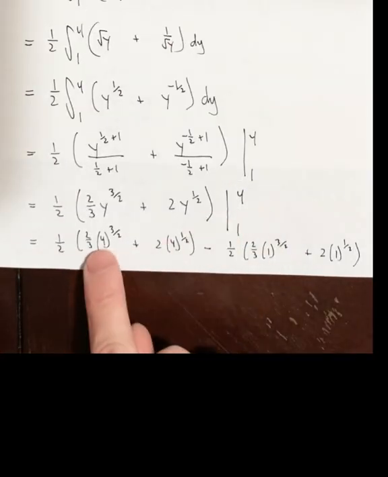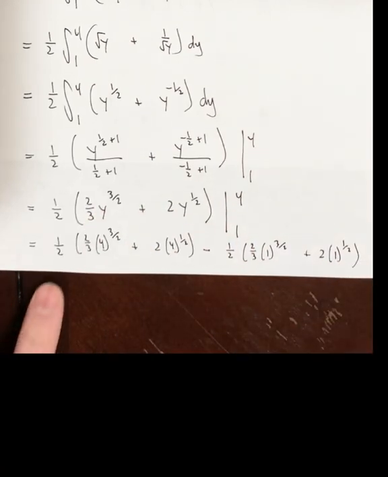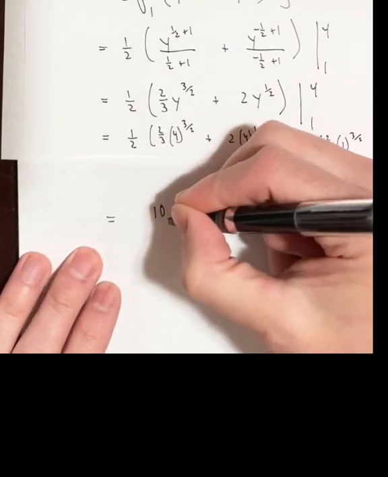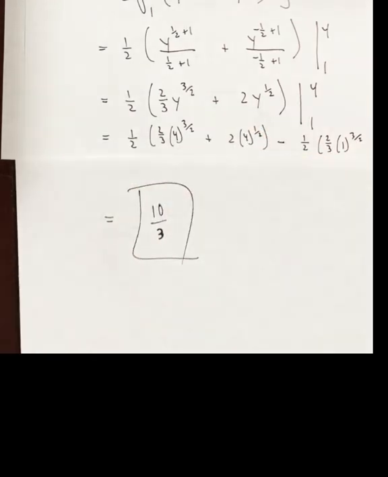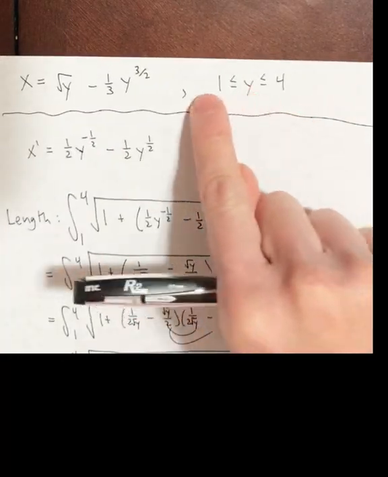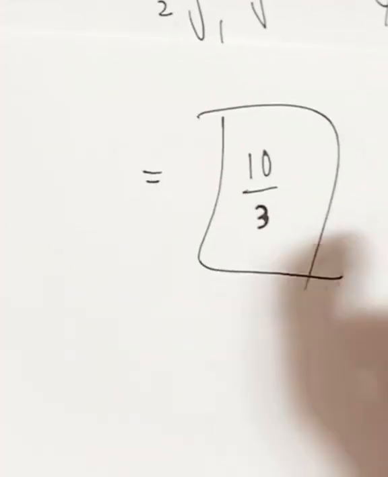So we plugged in 4 here, boom, boom, boom, subtract. We plugged in 1 there, boom, boom, boom, subtract. If you actually type all that into a device, you're going to see that we get a final result of exactly 10/3. So the length of this curve here, from y equals 1 to 4, all this math here, it all gave us an answer of 10/3.